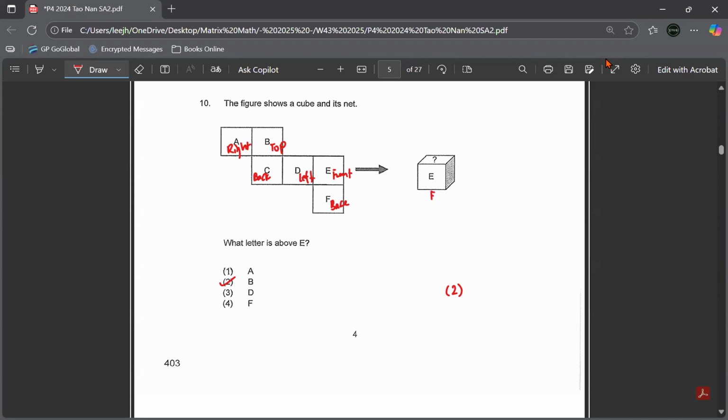So this is F here, right? The E is here, so this is D. Behind is C, on the top is B, and over here is A. So your answer is B.